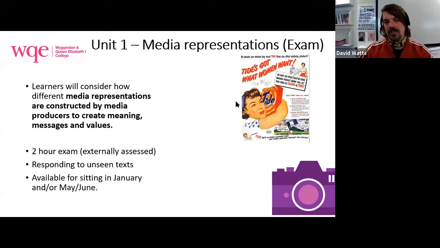So yeah, we look at a number of different media representations and how the media has constructed these representations, and what meanings or messages these representations communicate and create for audiences. And in the exam, you will respond to an unseen text. Past examples have been short adverts about a particular men's grooming product, and then the question could ask you, how has the advert represented men and what messages does it communicate about this particular group in society?